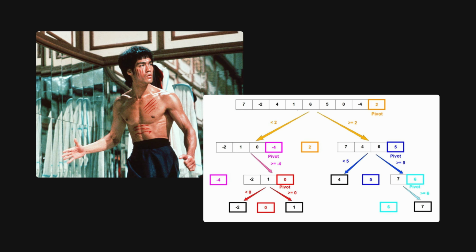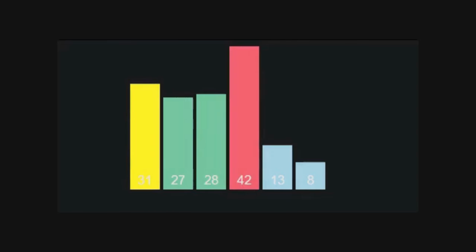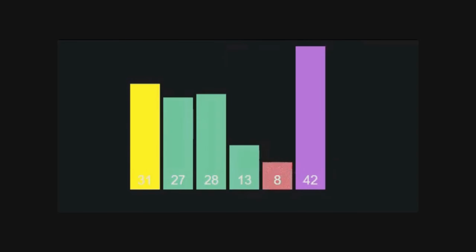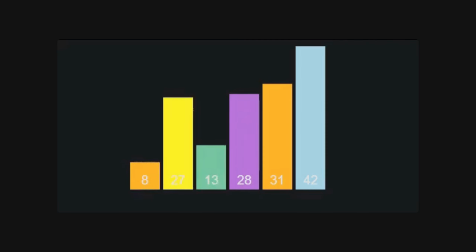It divides and conquers. It picks a pivot element, then partitions the array into two groups, those smaller than the pivot and those larger. It repeats this recursively until the array is sorted. When done right, it's lightning fast, but if you pick a bad pivot, you might regret it.